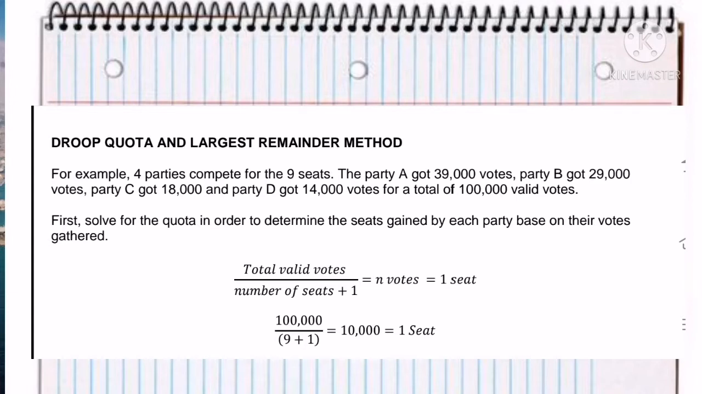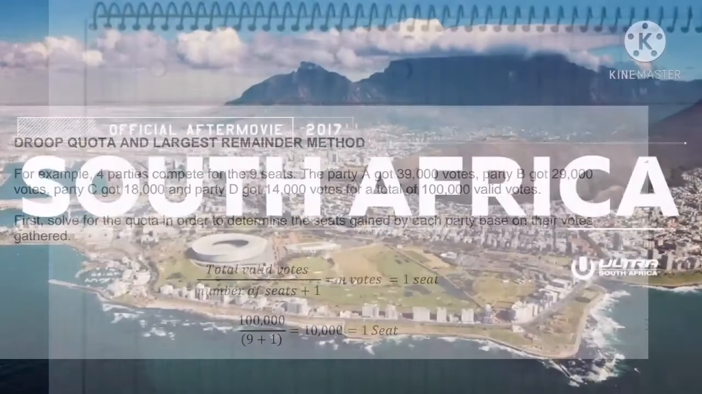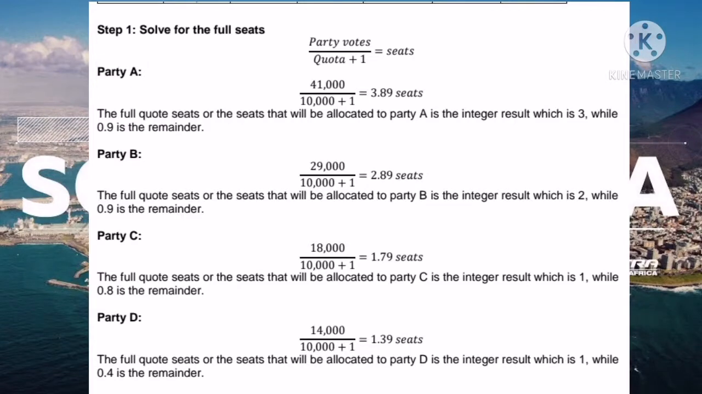From the problem, 100,000 valid votes over 9 seats plus 1 is equal to 10,000 votes, which is equivalent to 1 seat. Now, since we have our quota, which is 10,000 votes equal to 1 seat, we can solve for the full seats of each party using the formula: party votes over quota plus 1 is equal to seats. In party A, 41,000 over 10,000 plus 1 is equal to 3.89 seats.